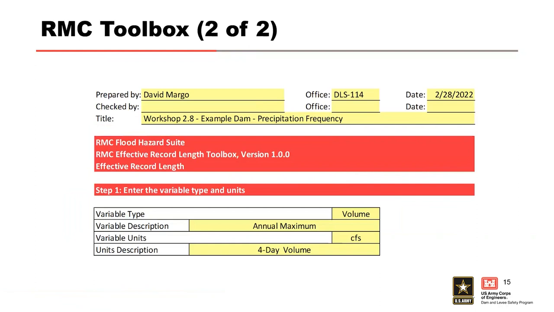Just to understand how the spreadsheet is set up, all of the yellow boxes are input cells. And at the top of each worksheet, there are cells to document information about the people and the project. And in step one, we can enter some basic information to document the variable and the units for our frequency curve. And there's a couple of arrows pointing those out.